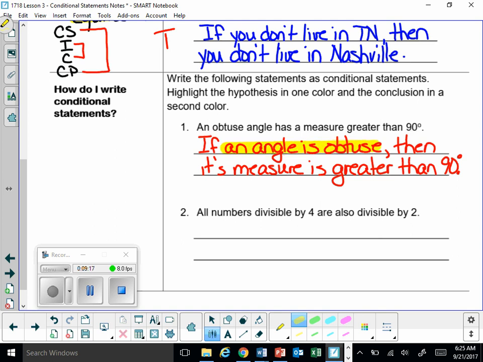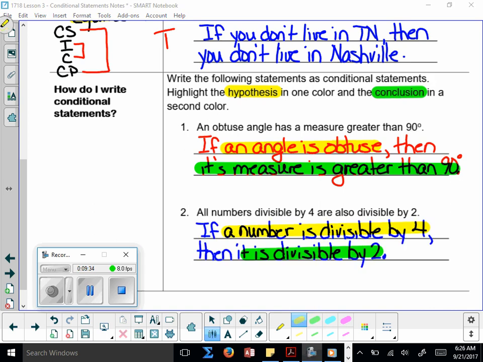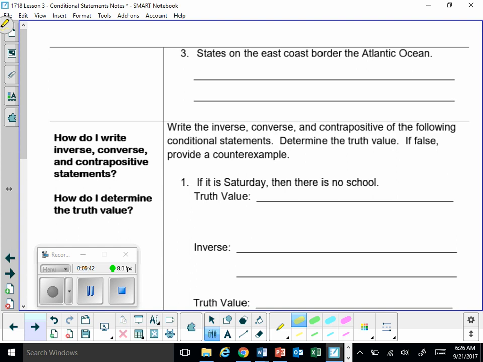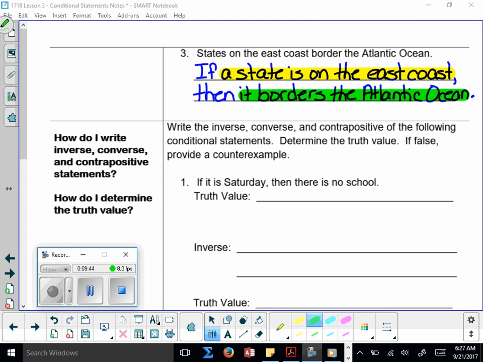In this case, it's an angle is obtuse. And our conclusion comes after the word then. Its measure is greater than 90 degrees. Try the second example on your own. Pause the video. All right, check your work here. On the next page, give number 3 a try. Pause your video. Okay, check your work.